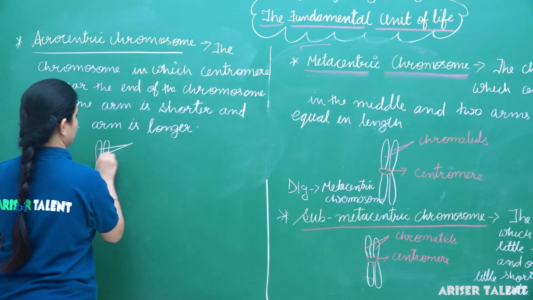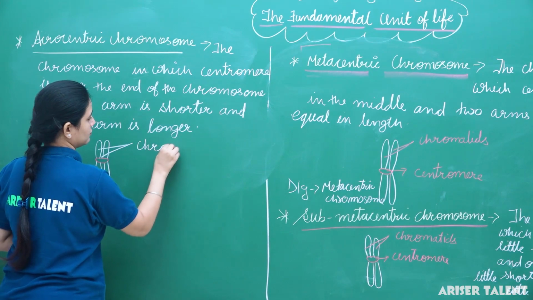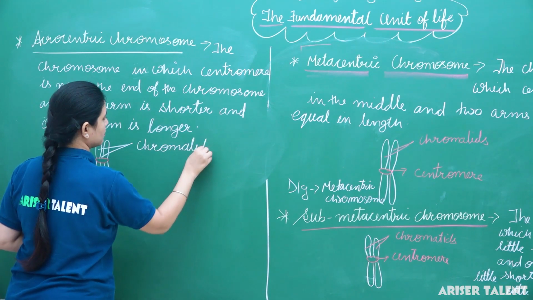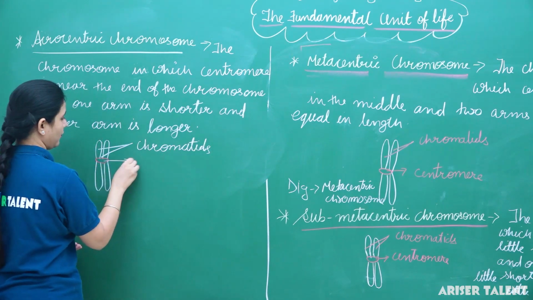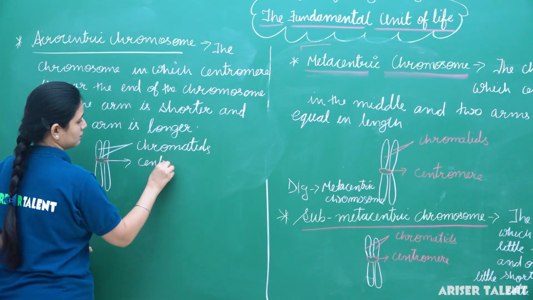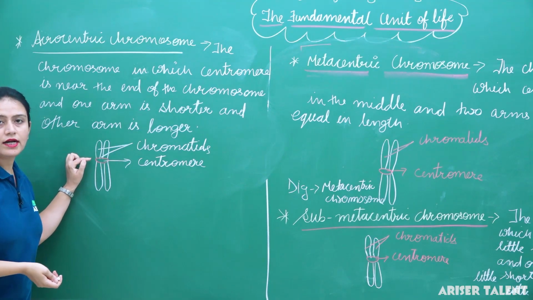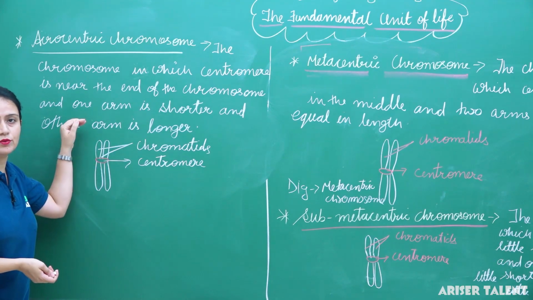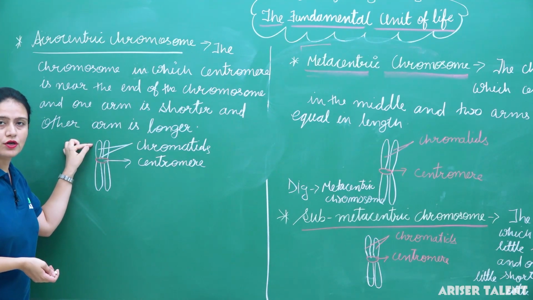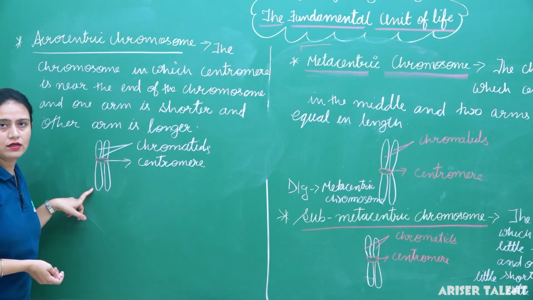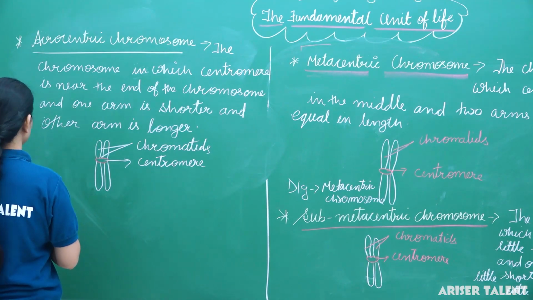Okay. Chromatid means arms, centromere. Here we can see that the centromere has shifted near to the end and one arm is shorter and another arm is longer. Okay. Next is telocentric.